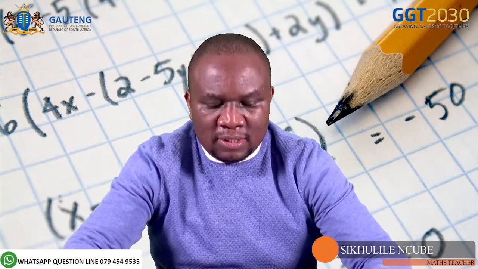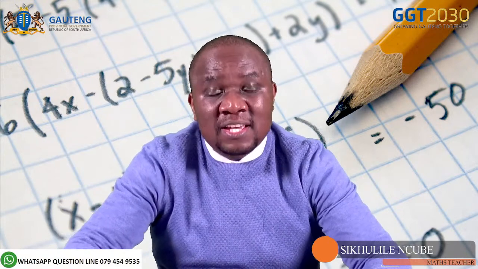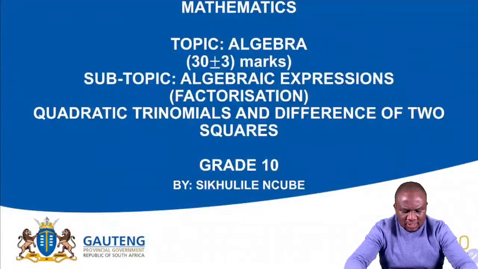Grade 10s, we're doing algebraic expressions, and we're continuing with factorization. Today, we're going to continue with the factorization of quadratic trinomials, and we're going to talk about the difference of two squares. Let's be ready for our lesson, grade 10s.